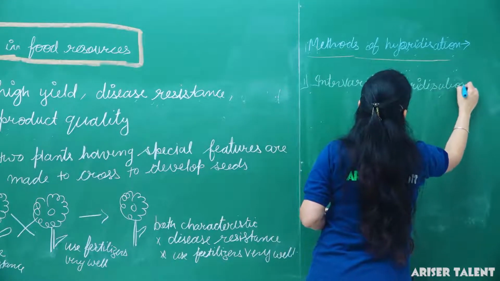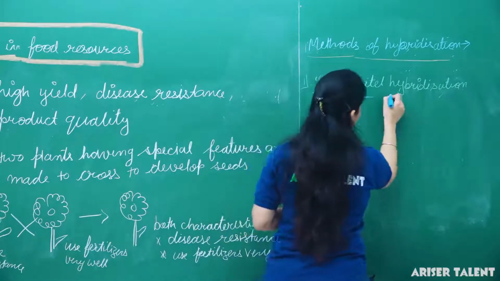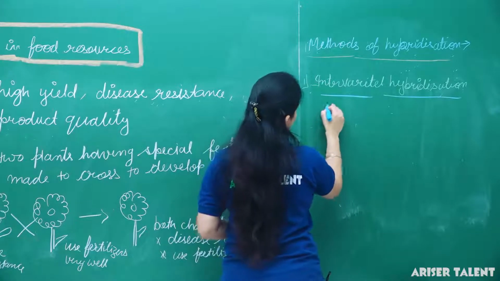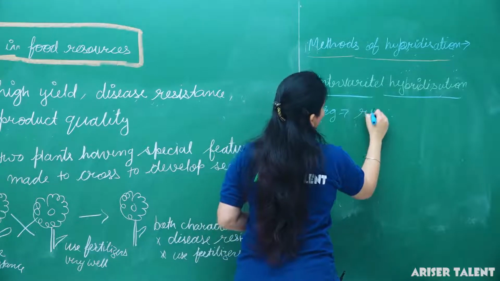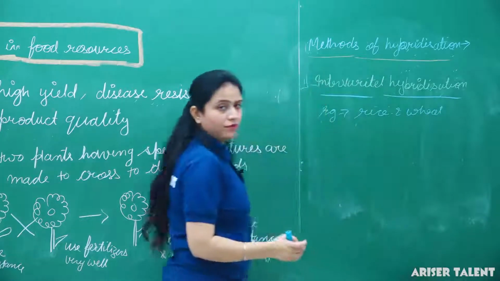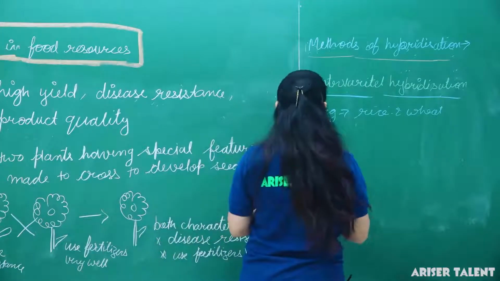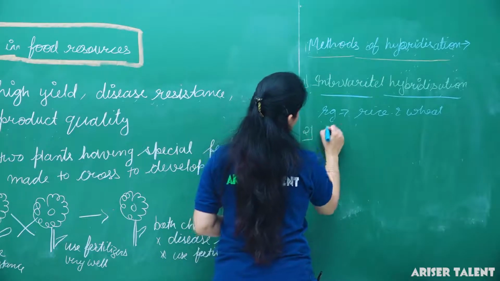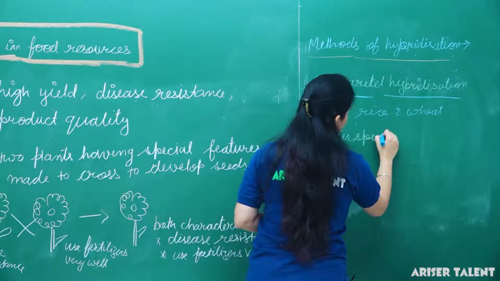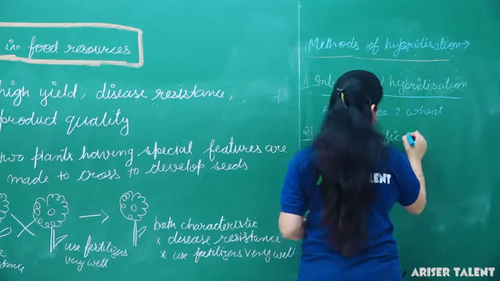in which we take two plants of different varieties. If we talk about intervarietal hybridization, in which we take two plants of different variety, example rice and wheat, and once we cross them, we get the new plant having the features of both the plants. Okay, another method is interspecific, we can say interspecific hybridization.